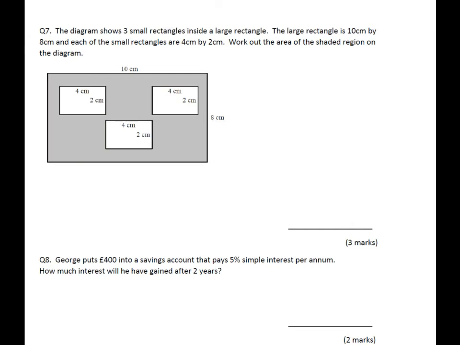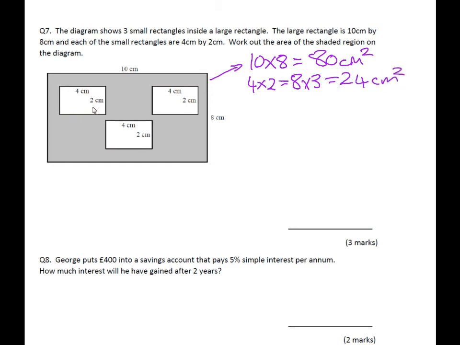Question 7. The diagram shows 3 small rectangles inside a large rectangle. The large rectangle is 10 centimeters by 8 centimeters, and each of the small rectangles are 4 centimeters by 2 centimeters. Work out the area of the shaded region on the diagram. First of all, we work out the large area, which is 10 centimeters by 8 centimeters, gives us 80 centimeters squared. Each of the small rectangles is 4 by 2, which is 8 centimeters squared, and there are 3 of them. So 24 centimeters squared for the area for those.